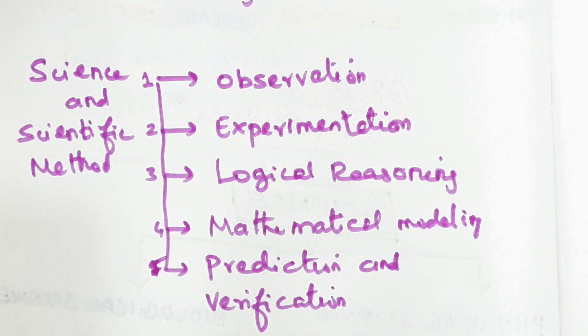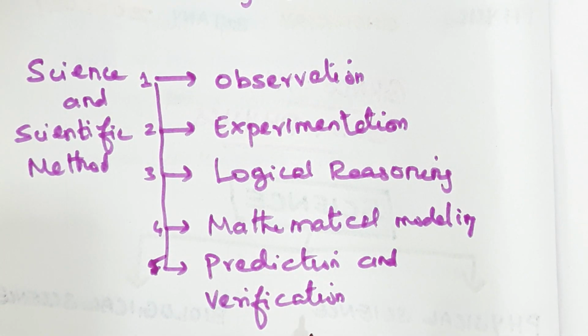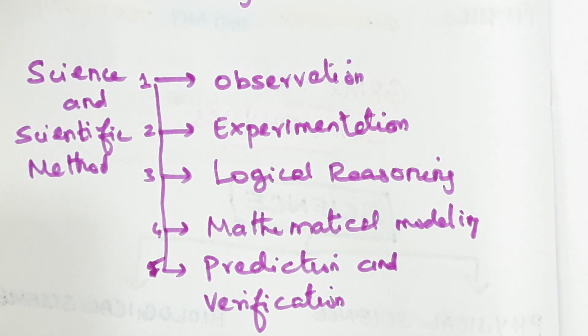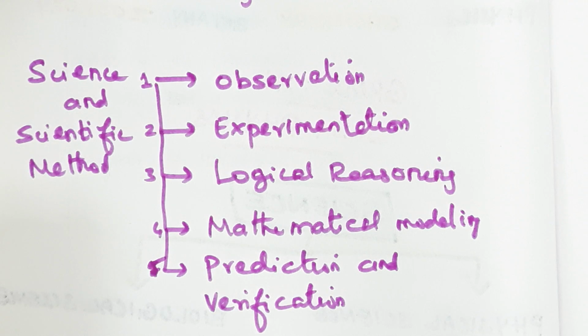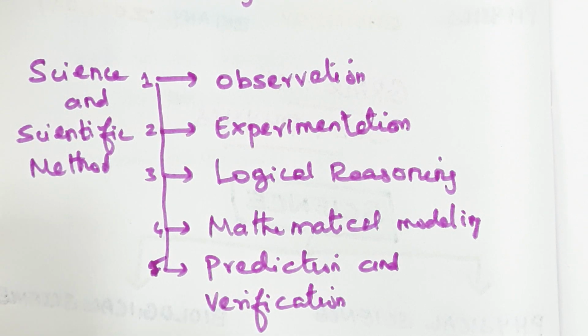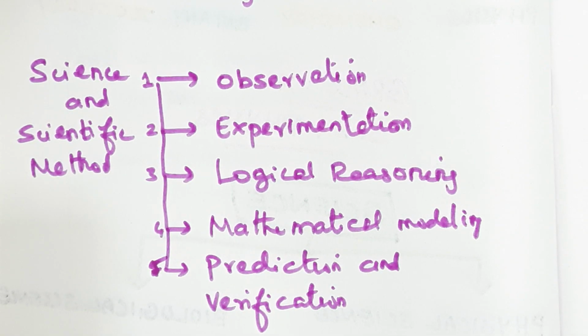Similarly, Einstein's mass energy equivalence E is equal to mc square. In such a way we have to give the mathematical modeling with the help of mathematical formulas. And at last, we have to frame the laws or theory, that is prediction and verification or falsification of theories. So this is a step-by-step approach in studying natural phenomena.